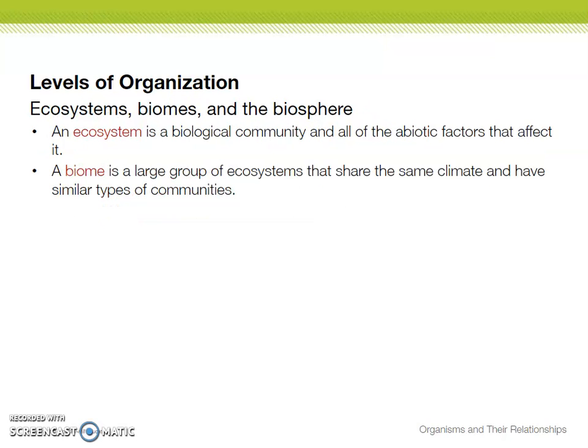Ecosystems, biomes, and the biosphere. An ecosystem is a biological community and all of the abiotic factors that affect it. So, all of the living things in an area and the non-living things like rocks, soil, water, air, temperature, those would be the ecosystem. A biome is a large group of ecosystems that share the same climate and have similar types of communities.